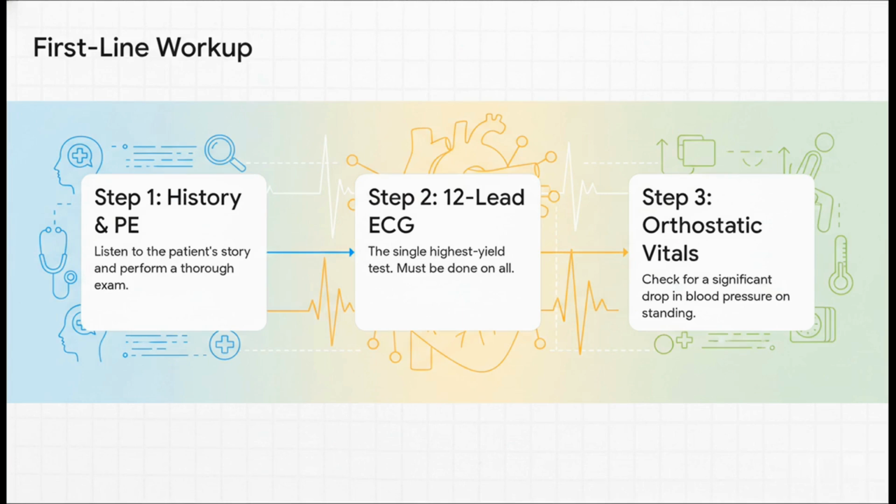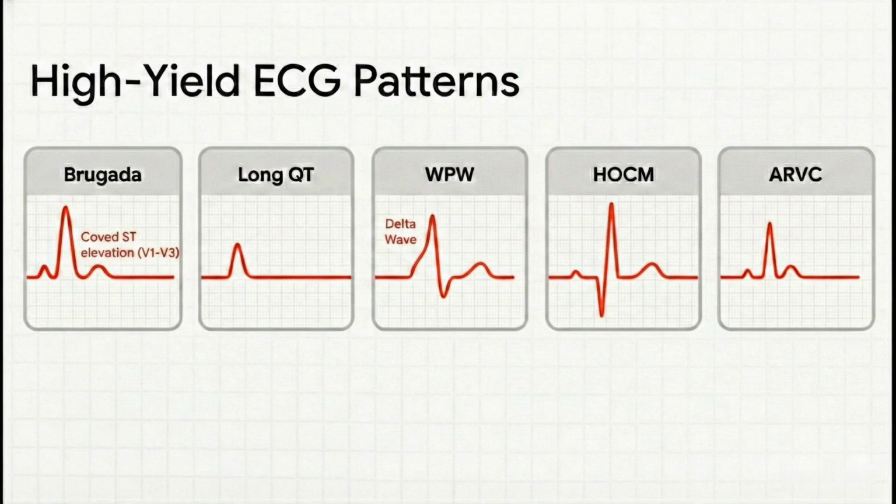And let me be clear, the ECG is the single highest yield test in the entire workup. Every single patient with syncope gets one, period. And these are the ECG patterns that can literally give you the answer on a silver platter. You have to commit these to memory. Recognizing Brugada, long QT, Wolff-Parkinson-White, HOCM, or ARVC on an exam ECG, that is a direct line to the correct answer. These are just classic high-yield giveaways.